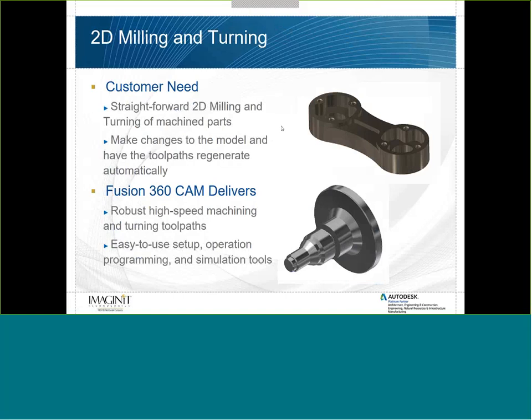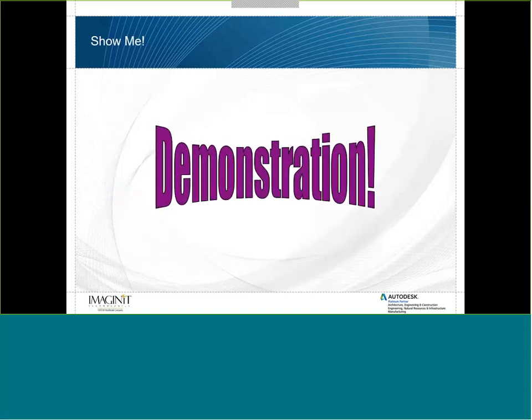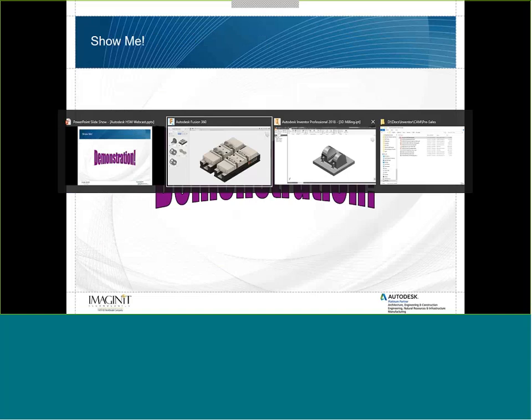So what Fusion 360 CAM delivers is robust high-speed machining and turning tool paths and easy-to-use setup, operation programming, and simulation tools to be able to go through and work with it. And we're going to be moving back and forth between Fusion 360 and Inventor HSM, but the tools are available in each. They're also available in HSM Works for those of you that are using SolidWorks. So let's go ahead and step into the first demo.